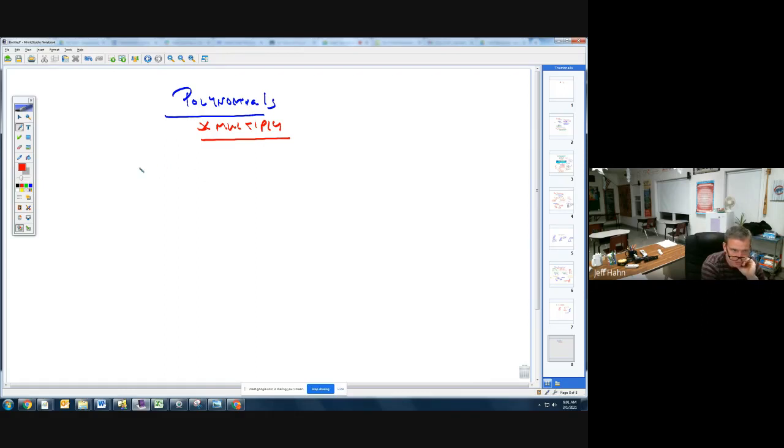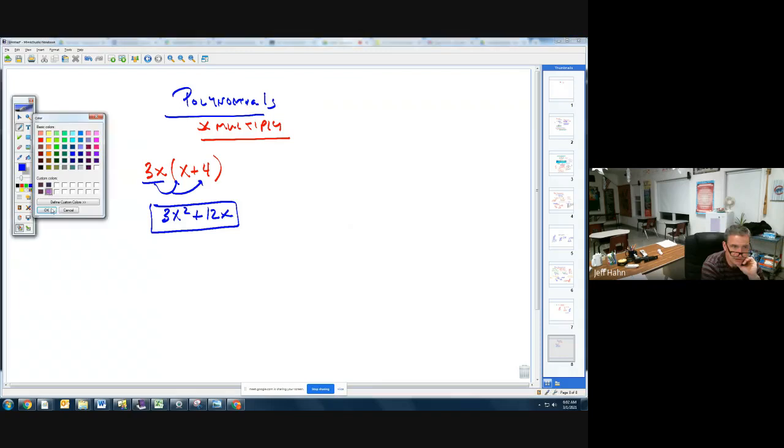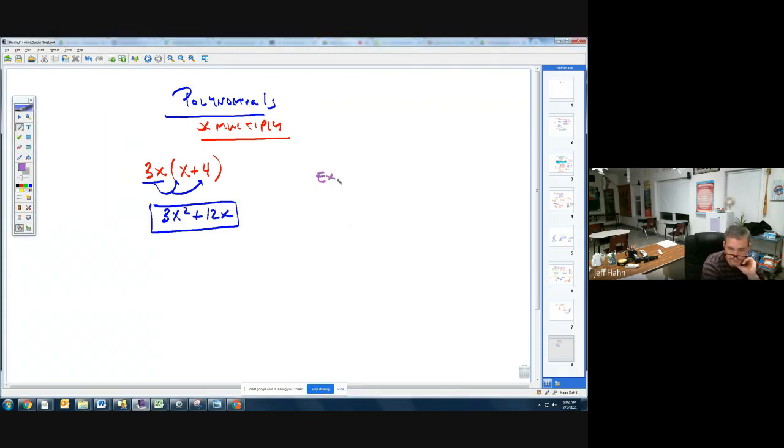The easiest example you've already done, something like this. If I had 3x times x plus 4, this is really an example of multiplying polynomials. It's just the distributive property here. 3x times x is 3x squared, and 3x times 4 is 12x, and bam, you're done with that. Now, what is going to make this more difficult is we're going to have some tougher polynomials. For example, if I have 3x plus 2, and I am going to multiply that by x minus 3.